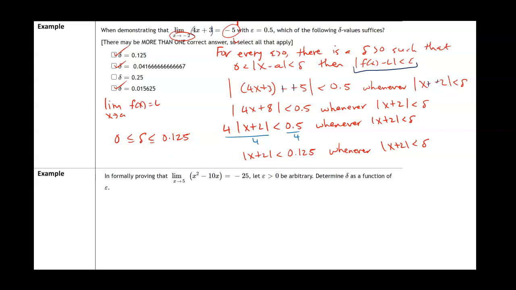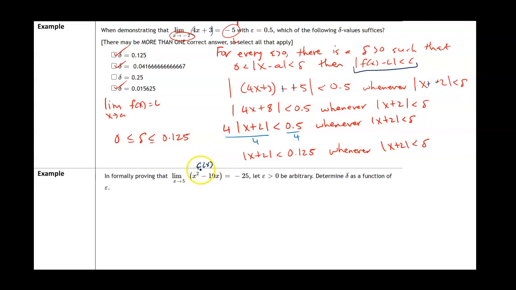So basically what you're going to do is start off with |f of x minus L|. This is your f of x, that's your L. And then you're going to set up your |x minus a| less than delta. And you're going to just make these two look like each other. That's the premise of this. Let's take a look at another example. So let's identify all of our parts.